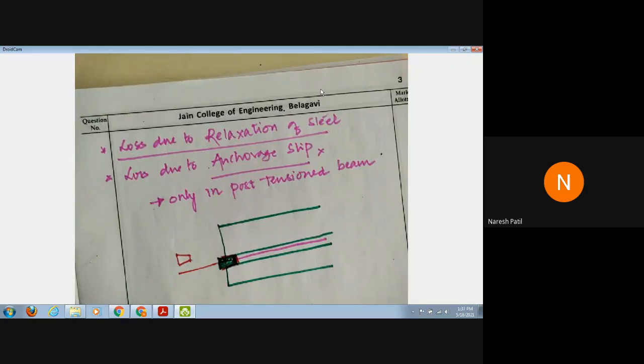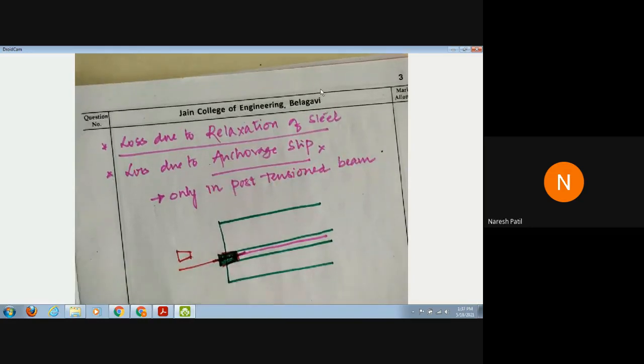What will happen? The cables will be tensioned and locked or anchored at the ends with the help of a conical wedge. So this is a conical wedge. You can see this is a conical wedge. There will be slip in the grip of the wedge. So what will happen? The possibility is there will be slip in the anchoring, or slip in the lock system. Due to slip in the grip of the wedge, because of this there will be loss.